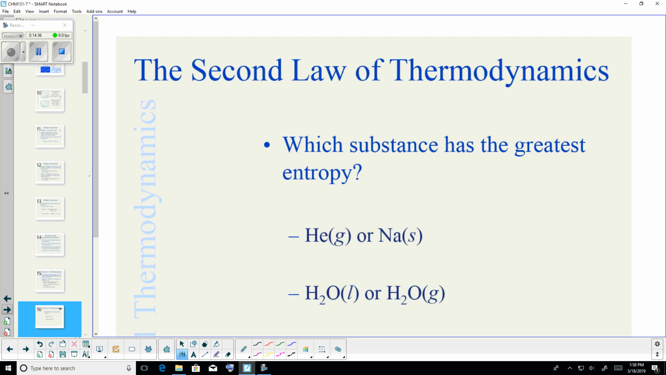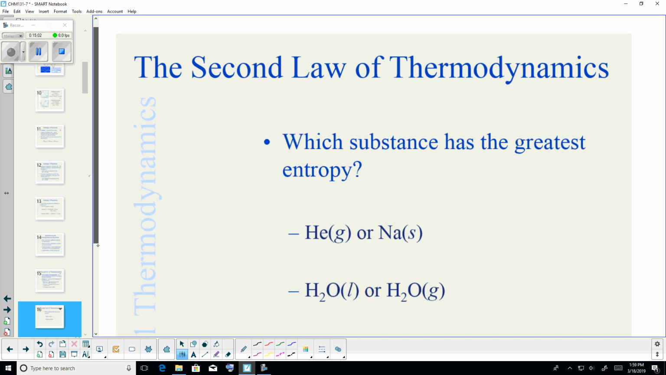So which has the greatest entropy, helium gas or sodium solid? The gas, because the molecules are random in motion and far apart and very disordered. H2O liquid or H2O gas? The gas. Again, because their molecules are farther apart, moving about randomly. Is that the only ones on there? Yeah.